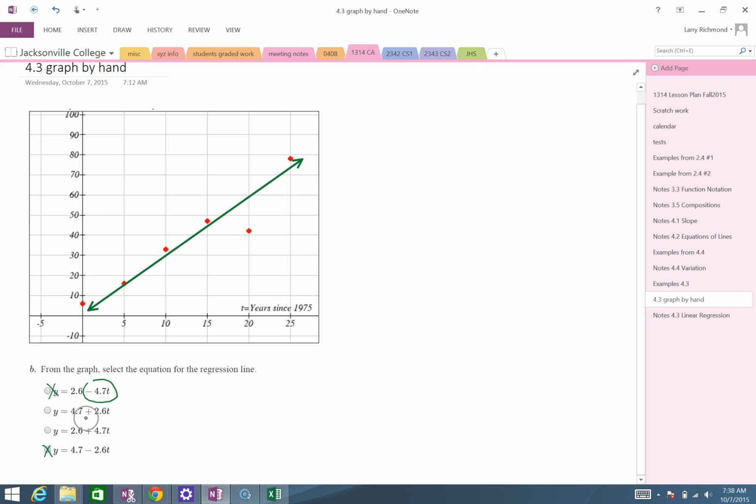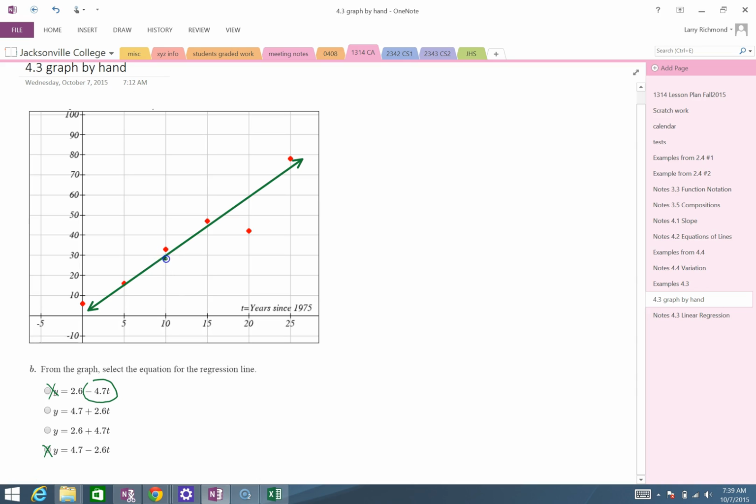Okay. Of these last two, they're pretty similar. This one, the slope is much greater. They flip the slopes and the y-intercepts. And looking at my line, it looks like I might have more of a slope of, a y-intercept of 2.6. But how I'm going to find this now is simply take 2 points off my line.